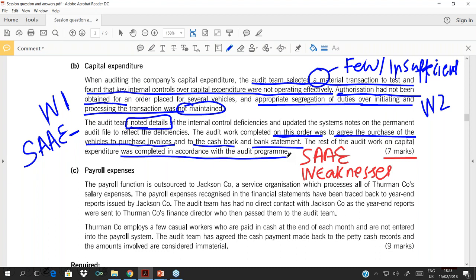Right, 5 marks have been gained. Go back, start with the question. The first one was that we selected one single transaction, 1 mark. Then lack of authorization is the second mark. Then the segregation is the third mark. Then we just noted details and we did nothing. That is the 4th mark. And then we just verified the purchase invoice, nothing else. That is the 5th mark. So we are left with 2 procedures.